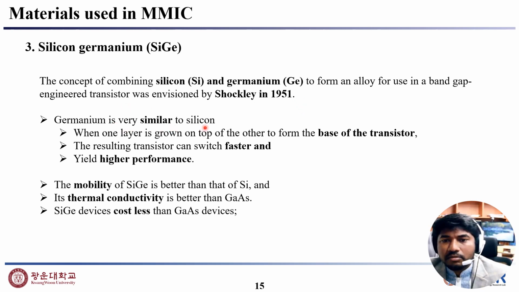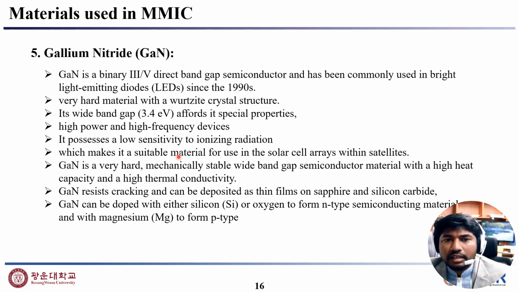Germanium is very similar to silicon, but it has faster and higher performance. Mobility is high, better than silicon. Thermal conductivity is better than gallium arsenide, and cost is low. And gallium nitride, it also has some advantages, and that is shown here.